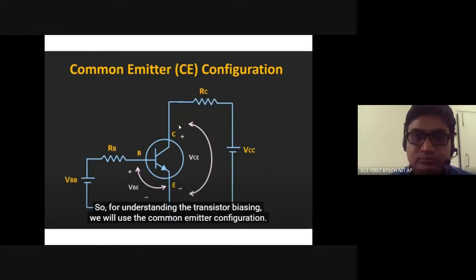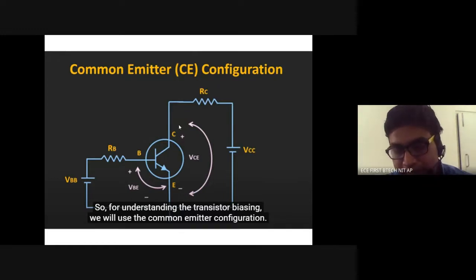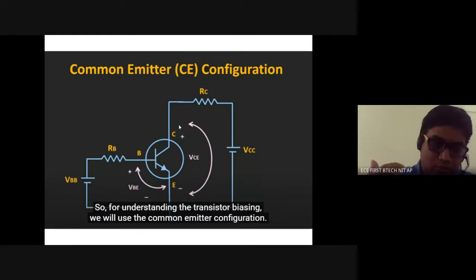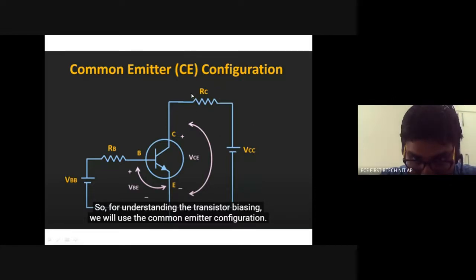In all cases, for illustration, explanation, and understanding purposes, we need to take the common emitter configuration. As you know, in the common emitter configuration, this is the input voltage VBE, and the output is VCC. This is the supply voltage at the collector side, VCC. This is the load resistance at the collector side. This is the input resistance at the base side. This is the input bias to the input circuit, VBB. So this common terminology we have to understand.